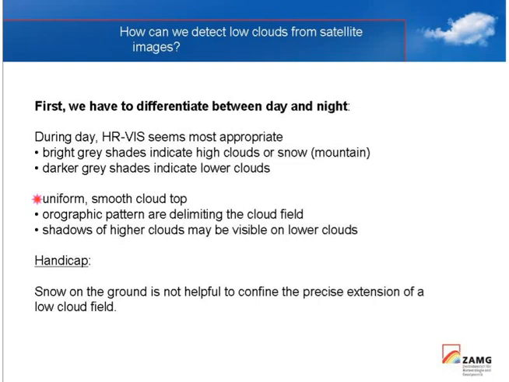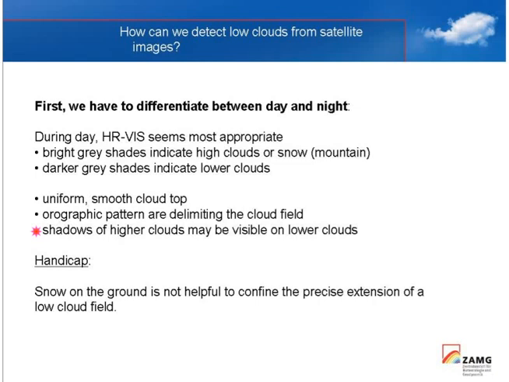Moreover, the cloud top for low fog patches or low stratus is usually uniform, smooth, and easy to recognize with the eye. Orographic patterns play a role because they often have the same height or are even a bit higher than the cloud fields, and so they are delimiting the cloud fields. And you often see also shadows of higher clouds on lower clouds.